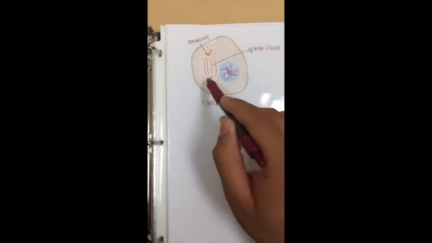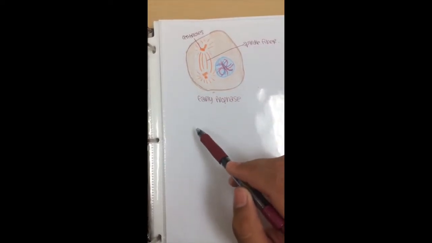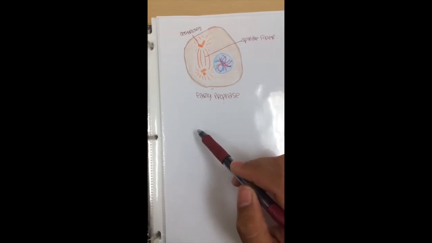This is an illustration of early prophase. Early prophase contains two pairs of centrioles, spindle fiber, and nucleus. During early prophase, the chromosomes coil so firmly that they appear as one individual structure.